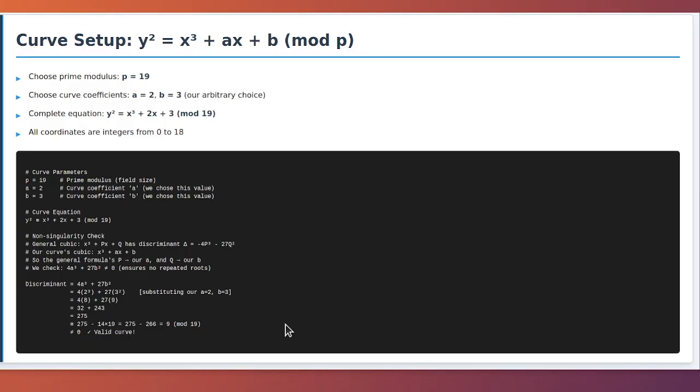This curve exists in a discrete space with only finitely many points. Unlike curves over real numbers which are smooth continuous lines, our curve consists of discrete points where both x and y coordinates are integers between 0 and 18.